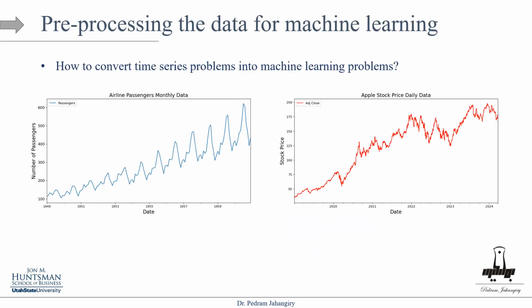All right, pre-processing time series data for machine learning task. Basically, how do we convert a time series problem into a machine learning supervised problem, right? So let me give you a little bit more context. On the left, we have our very well-behaved time series, which is airline passengers. And on the right, we have our most not well-behaved data, like Apple stock price, right?